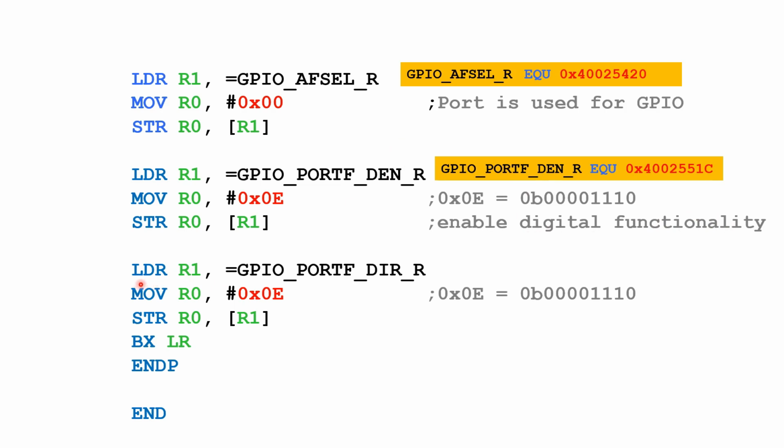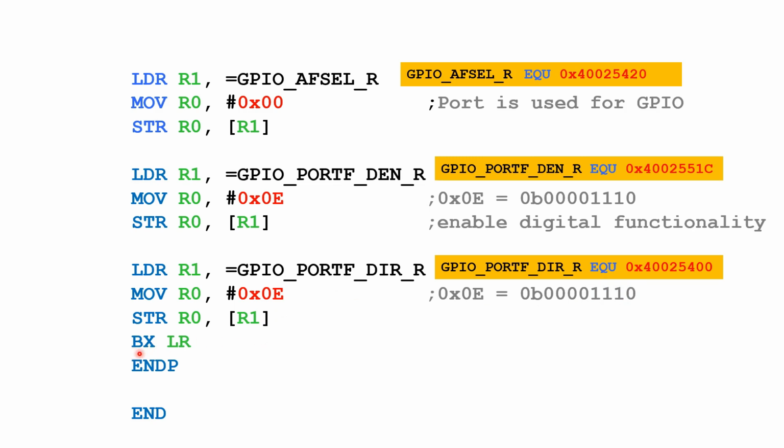Then the LDR here with R1 will load this address into R1, and then we store this value 0E into R0, and then store the content of R0 into the address pointed to by R1. So R1 is pointing to here. Basically, this 0E will set the direction of these 3 bits. Basically, we're setting these 3 bits for output mode.